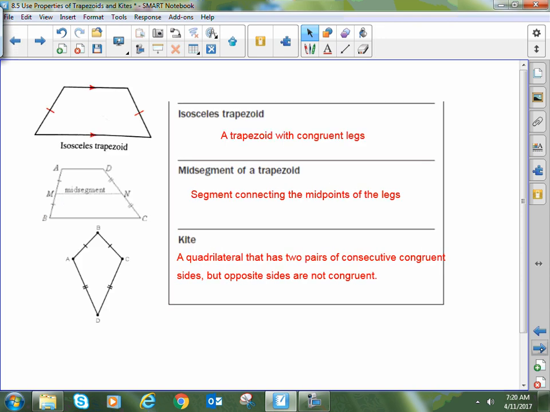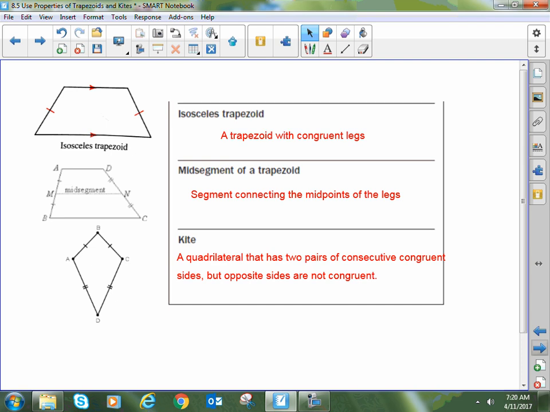Now, an isosceles trapezoid is going to have legs that are congruent to each other. We have the mid-segment. Now, we've seen the term mid when we were studying triangles. And a mid-segment at that point was defined as a segment that connects two midpoints together. And that's exactly what we're seeing here.